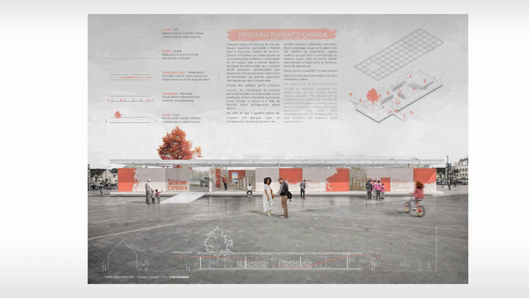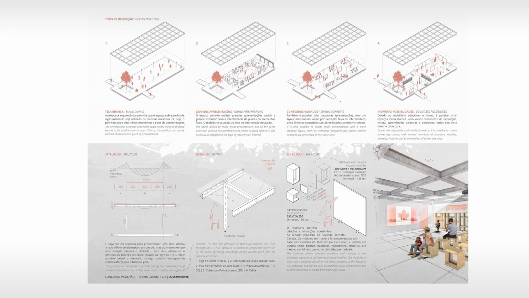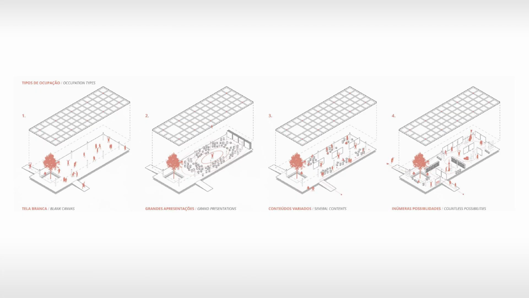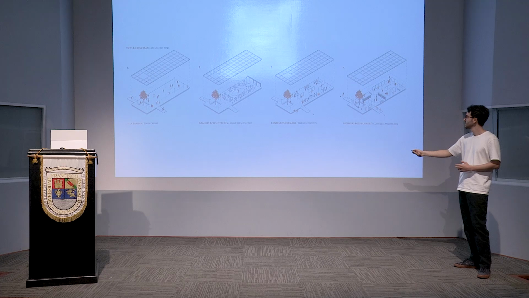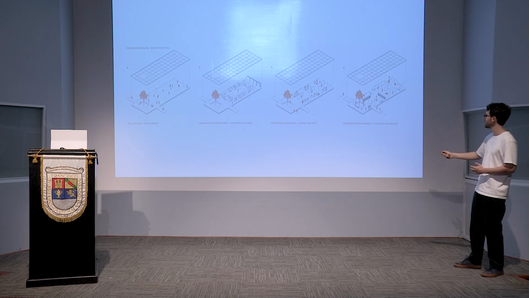Here, this main isometric shows more or less the relationship with the interior space, but it was with these next ones that I could tell a story about how the space was going to be used and what it could do. So from a blank canvas, something that could be used by the public when it was not in use, to grand presentations, to several small contents, to really have a flexible layout.